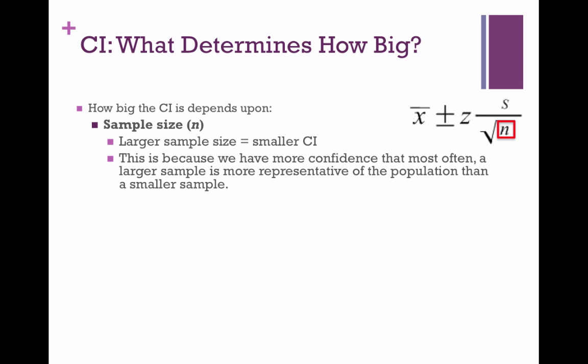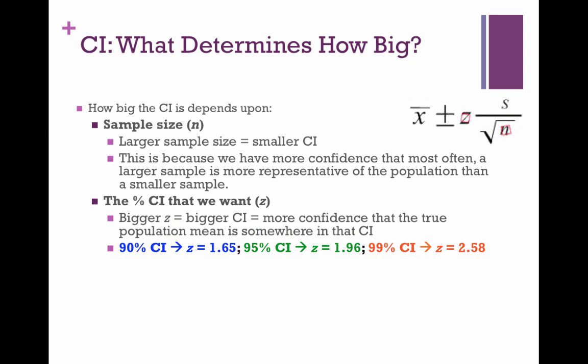Another thing that the size of the confidence interval depends upon is the percent confidence interval that we want, which is related to our z-score. The bigger our z-score, the bigger our confidence interval, and the more confidence that the true population mean is somewhere within that interval. Thinking about the normal distribution curve that we talked about last week, underneath that curve we have z-scores, we can put our raw scores, we can plot our standard deviations, and we know how much probability and percentage falls underneath fixed proportions of that curve.